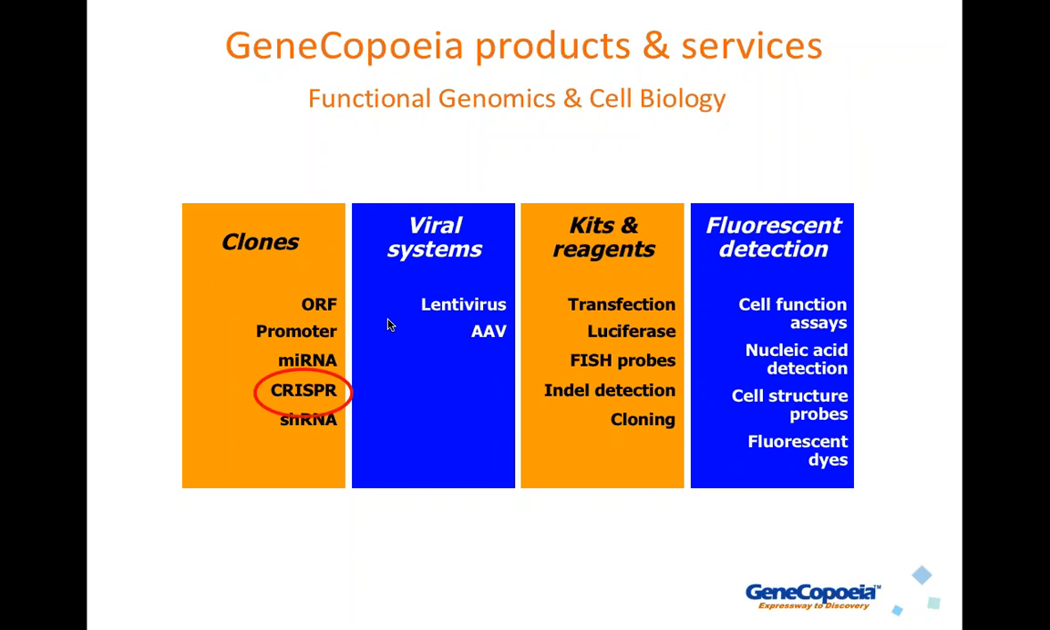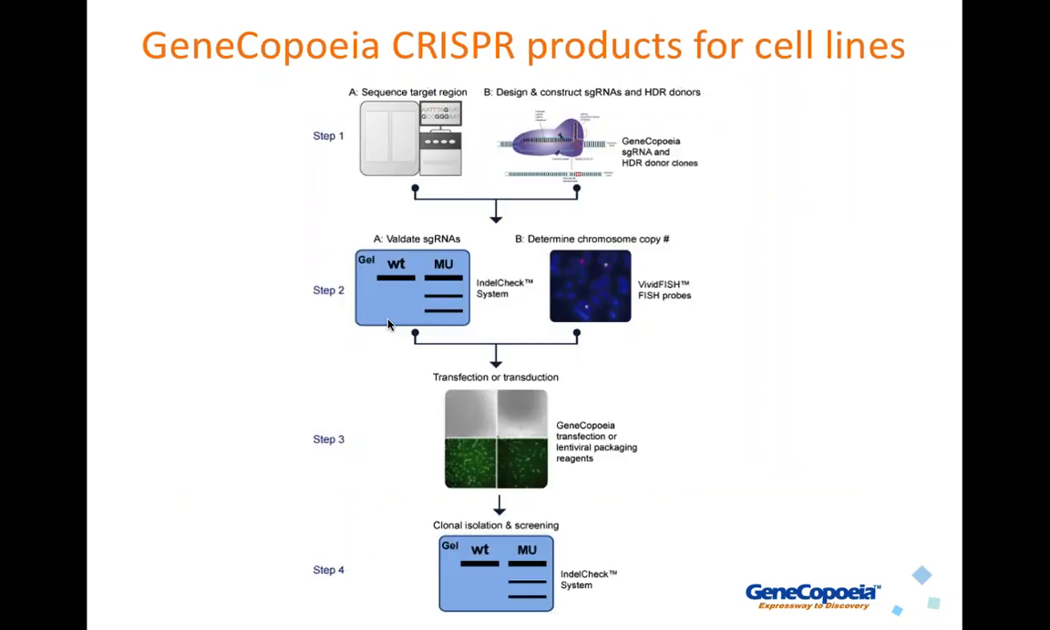But of course, you're here to learn about CRISPR, so let's dive into that. All right, so again, I mentioned earlier that a lot of our CRISPR products are oriented toward work in cell lines, mammalian cell lines. And this workflow diagram illustrates exactly what I mean by that.